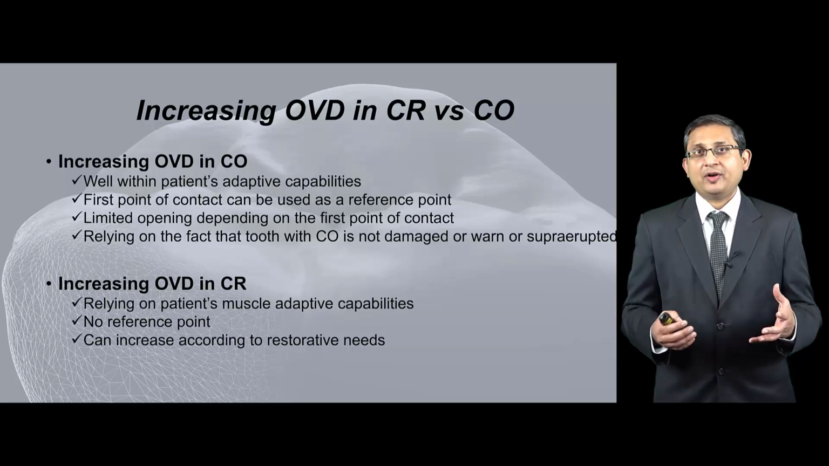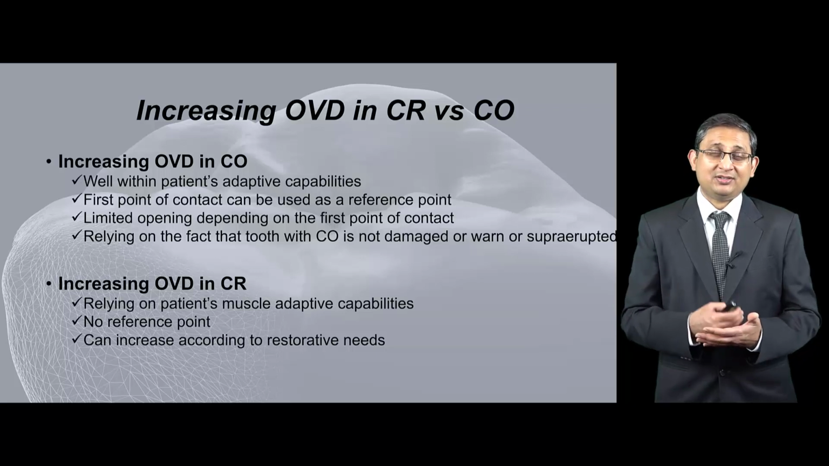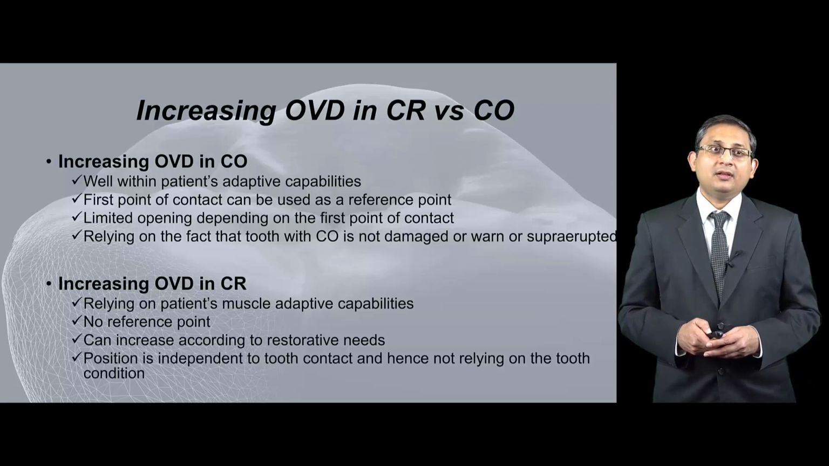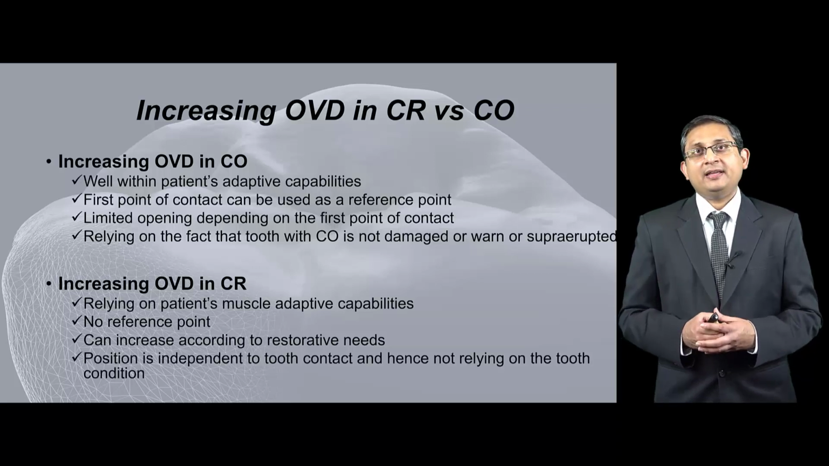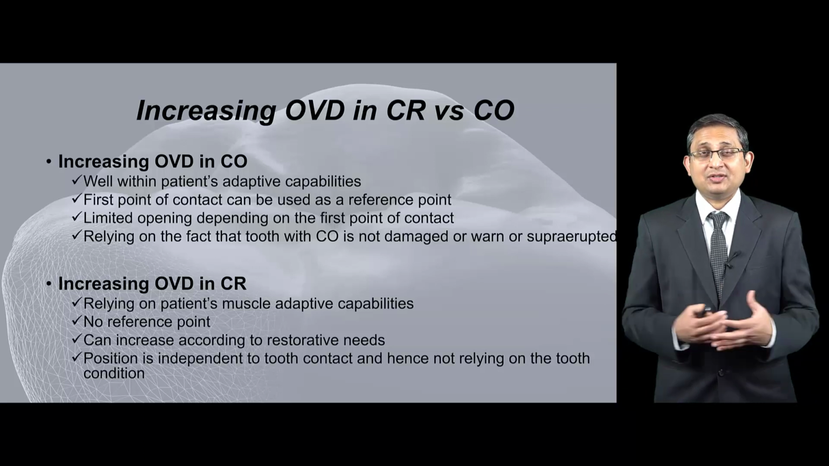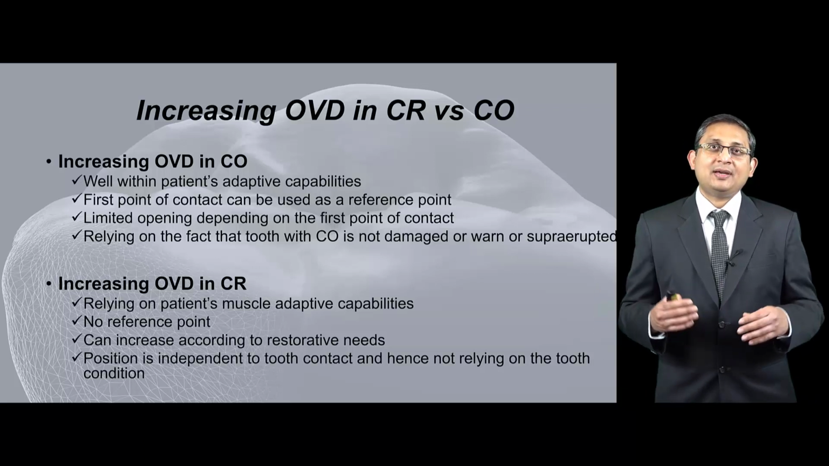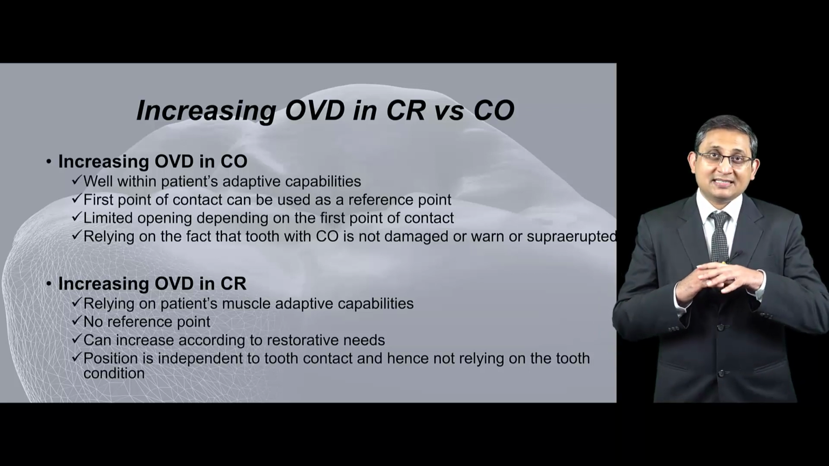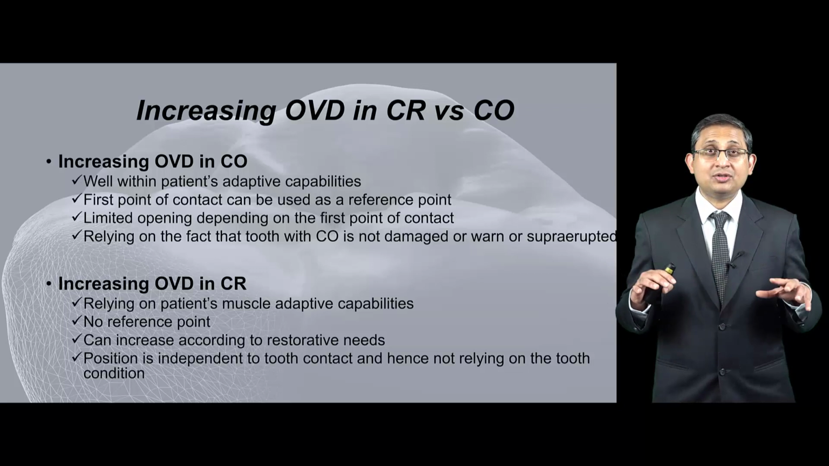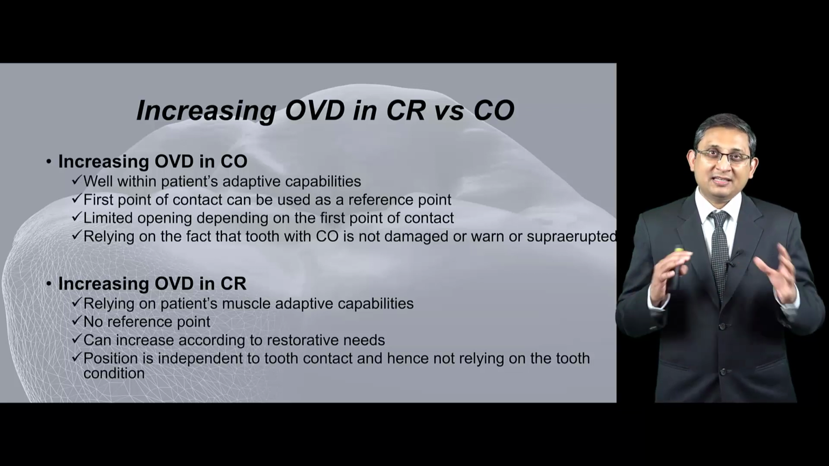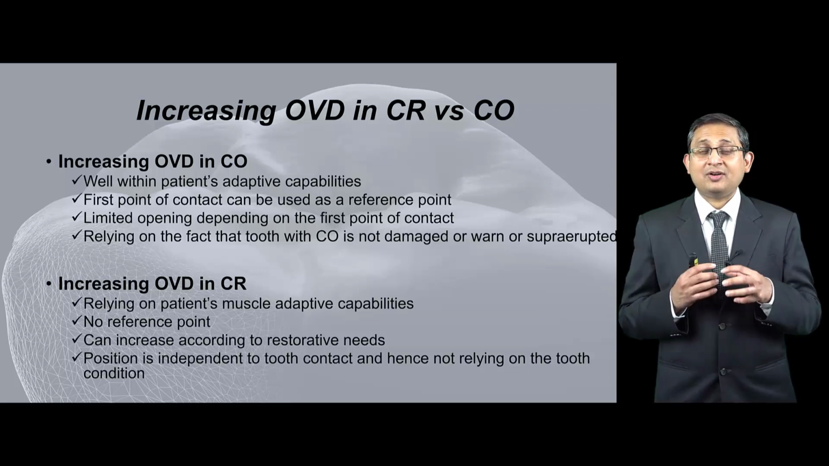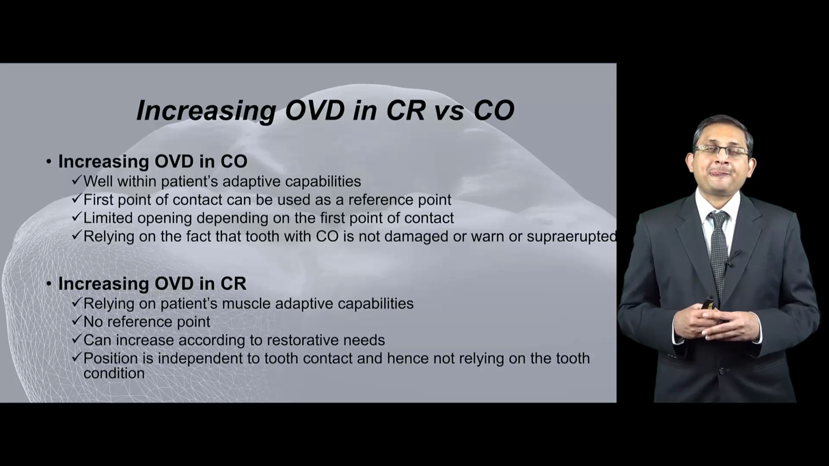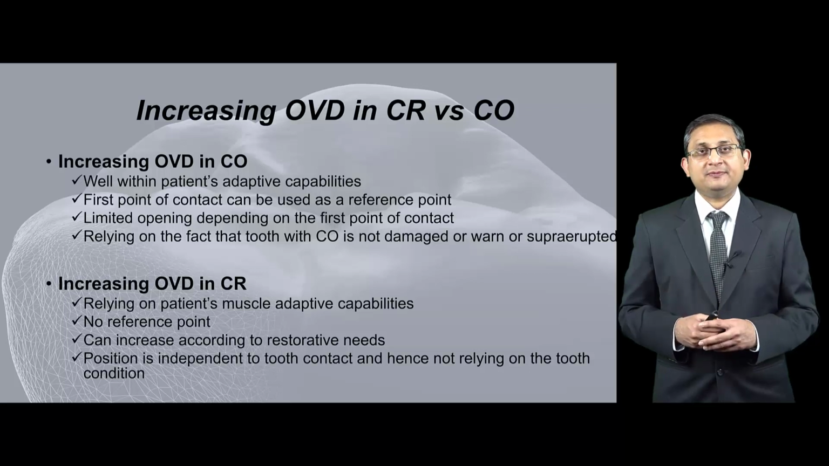And if the patient's got a supra erupted tooth, and you start restoring the patient in CO, then you can sometimes cause problems. Whereas CR is a tooth independent position, so it's independent of the tooth position. And that's why, again, you can start with a fresh, clean slate, and you can dictate the patient's occlusion from scratch within limits, because sometimes teeth positions are not in an ideal place, and you may not be able to give the occlusion which you would want unless you do orthodontic treatment.